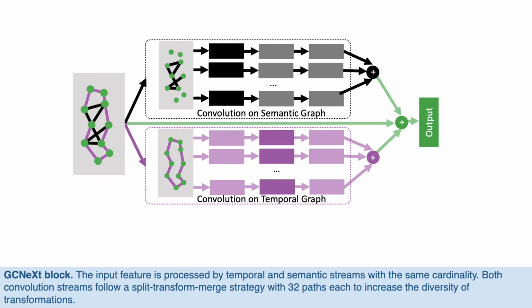Here are the details of the GCNeXt block. The input feature is processed by temporal and semantic streams with the same cardinality. Both convolution streams follow a split-transform-merge strategy with 32 paths each to increase the diversity of transformations.